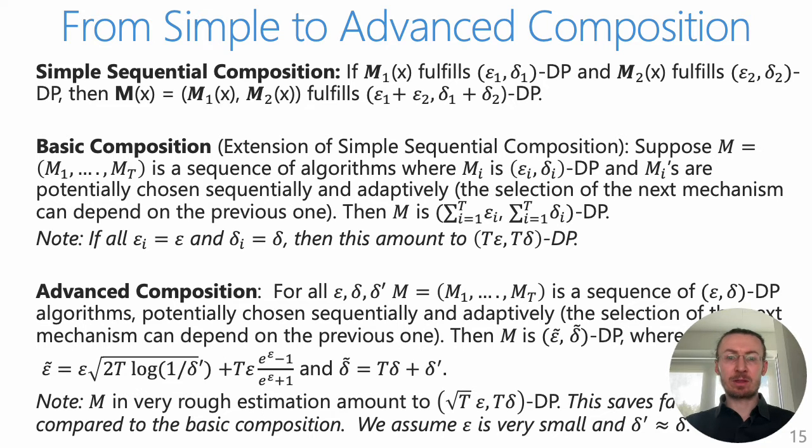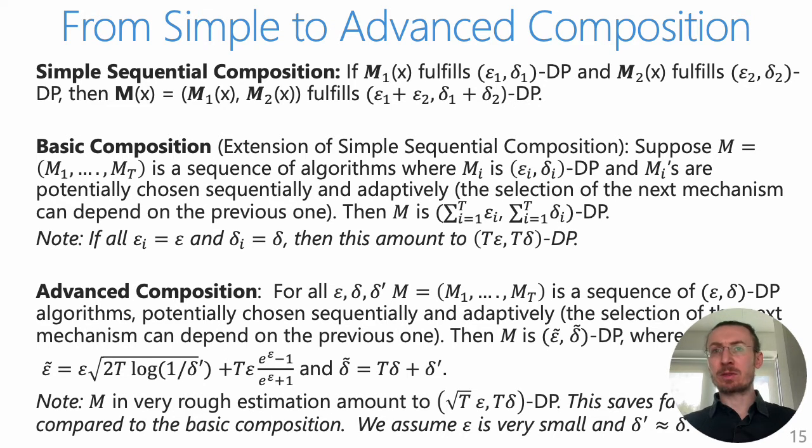So the extension is the basic composition, where we have T such mechanisms, M sub i, and each of them is with epsilon sub i, delta sub i DP guarantees. The mechanisms are chosen here sequentially and adaptively, which means that the next mechanism can depend on the previous mechanism selected, for example, in the training process. And then the final mechanism that we obtain after sequentially adding these mechanisms is with the sum of these epsilon values, sum of these delta values from each of these mechanisms M.